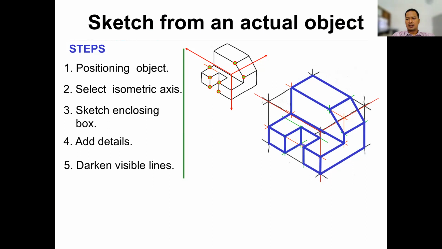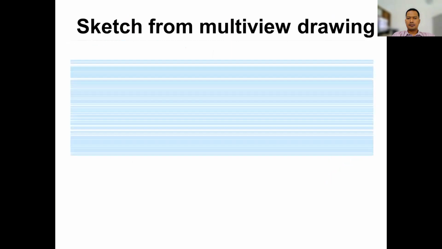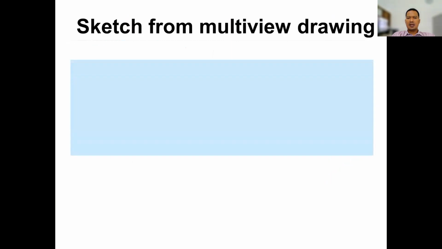So you will get the isometric projection. In an isometric sketch or drawing, hidden lines are omitted unless they are absolutely necessary to completely describe the object. So you do not need to draw the hidden lines. And then, sketch from multi-view drawing.